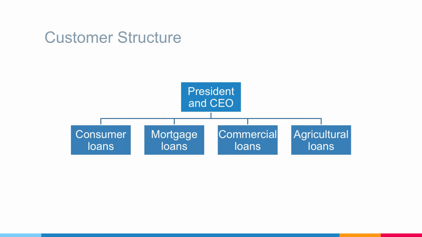In a customer or market structure, each kind of customer is served by a self-contained business unit. A company organized around customers can be responsive to the needs of customers. This type of organization can be flexible in meeting diverse needs of different customer groups. Here we see a bank organized into different customer types: consumer loans, mortgage loans, commercial loans, and agricultural loans, each with their own needs and issues.